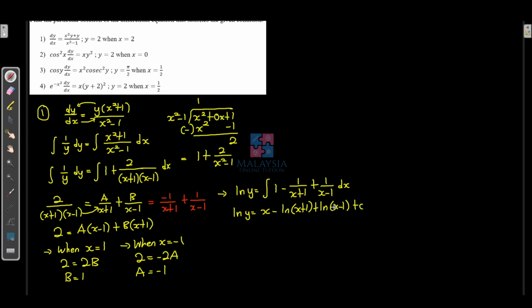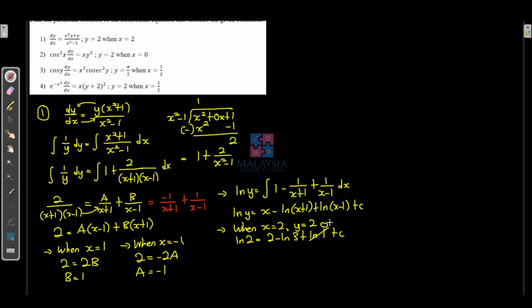That's it. Then we can straight away substitute when x is 2, y is 2, because we want to find the constant c. So ln 2 equals 2 minus ln 3 plus c, plus ln of (2 minus 1), which is ln 1, and you know that ln 1 is going to be 0.